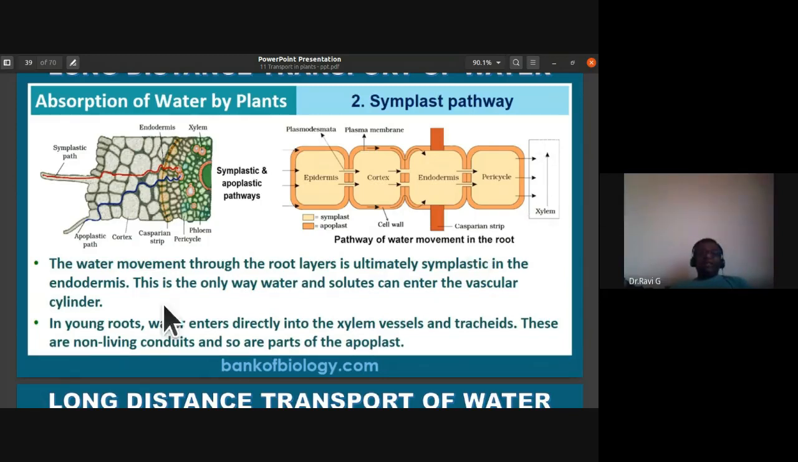Here, in particular in the xylem, in young roots the water enters directly into the xylem vessels and tracheids. They don't go through all this apoplast and symplast pathway. These are non-living conduits and so are part of the apoplast pathway. So in young roots, they only undergo the apoplast pathway.